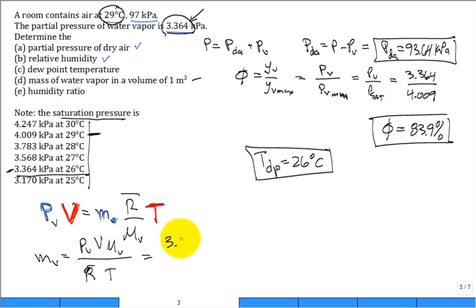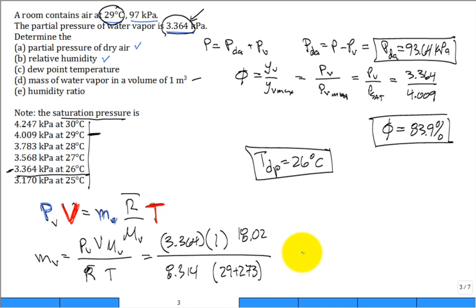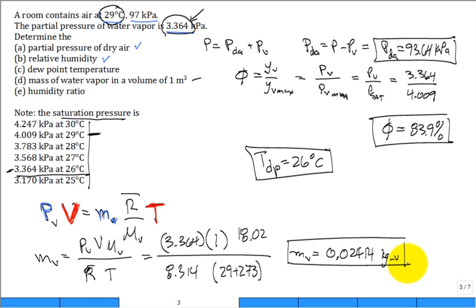So we pick up 3.364. I'm going to drop the units in the interest of time and space, but that's kilopascal. Volume, 1 cubic meter. The molar mass, 18.02 kilograms per kilomole. R bar, 8.314 kilopascal meter cube per kilomole Kelvin. And then the temperature is 29 degrees, I add 273. And there you go. We calculate that the mass of the vapor, 0.02414 kilograms of vapor. Not much.